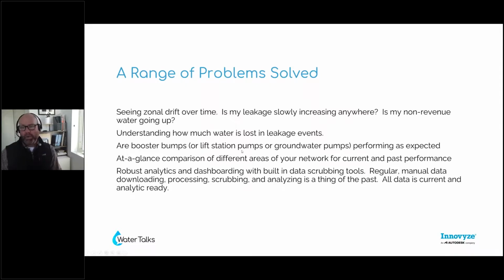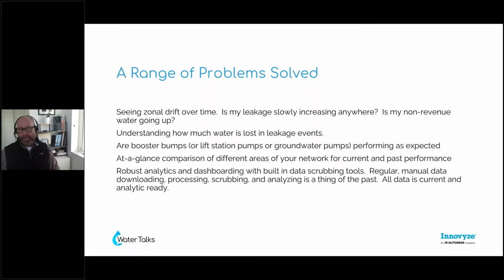Are our booster pumps or lift station pumps or groundwater pumps performing as expected? Are they working the way we want? Are they working within bounds? Do I need to look at my maintenance schedules for any of these pumps because they are having some serious drift in their pump performance? That type of thing. At a glance comparison of different areas of your network, both for current and past performance. This is just your generalized business intelligence tool set. How am I now, and how is this relative to the last 6 months of operation?